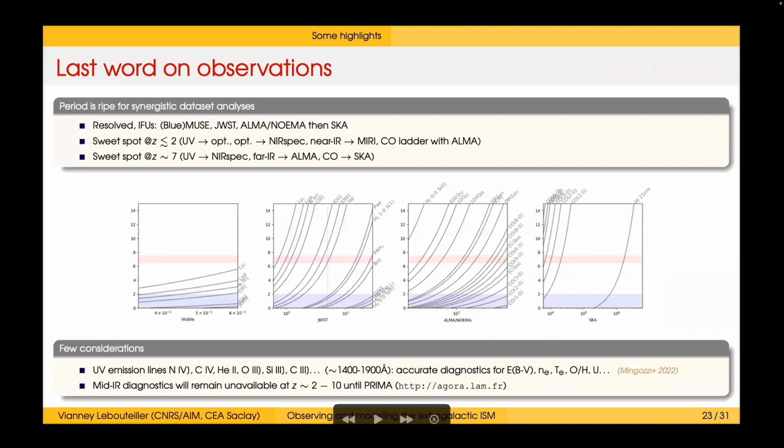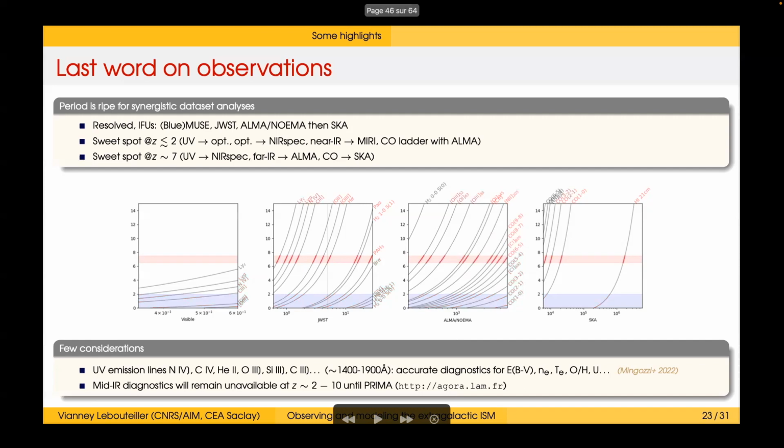Last word on observations. So I talked about resolved observations. Now if we turn to unresolved observations, this is the visible range, JWST, NIRSpec, MIRI, ALMA, NOEMA, and SKA. Now there is a sweet spot at redshift less than 2, where you have the UV lines shifting to the optical, as usual, the optical shifting to NIRSpec, which is interesting, the near-infrared shifting to MIRI, and the CO ladder with ALMA or NOEMA, and SKA with the H I here.